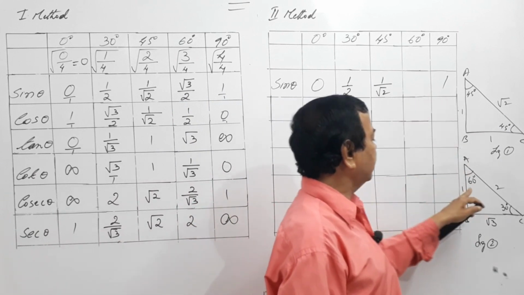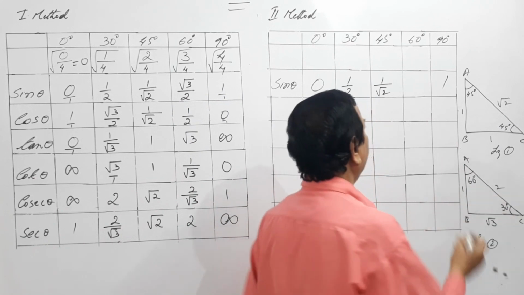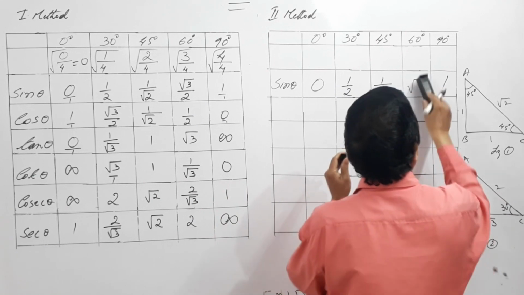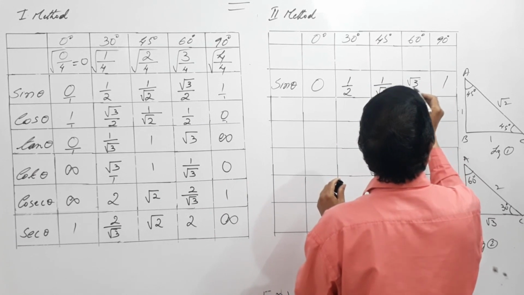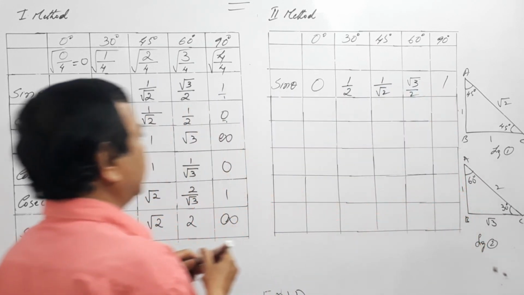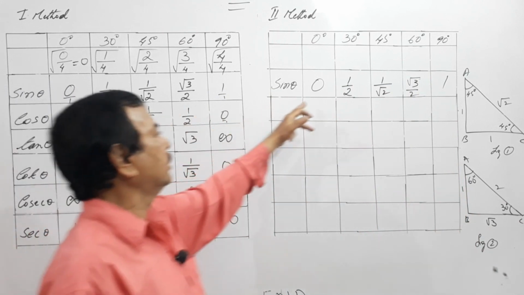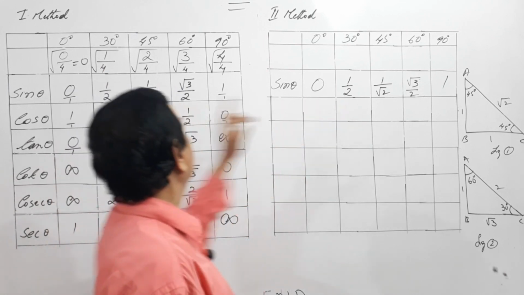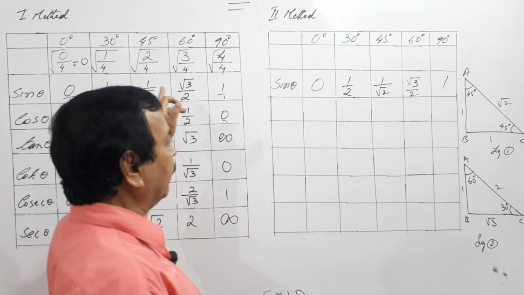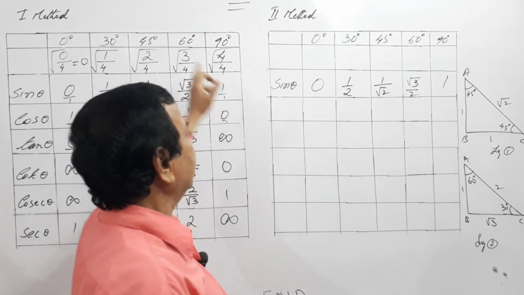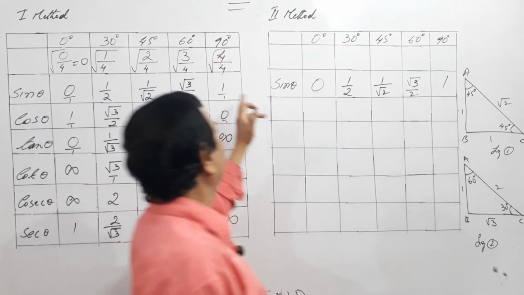Now 60 degrees. Refer this angle. What you want? Sine. What is the opposite side? Opposite is root 3 by hypotenuse. Root 3 by 2. See, compare these tables. Once you have got this, other things are easy. So sine 0 is 0, sine 30 is half, sine 45 is 1 by root 2, sine 60 is root 3 by 2, and sine 90 is 1.